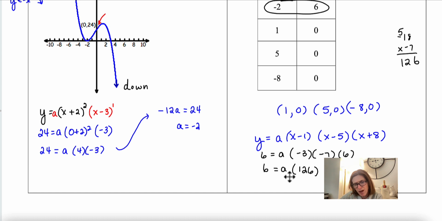Then I'm going to divide by 126 and simplify, and that gives me that a is 1 over 21. So my final equation, I'm going to put it up here, is y equals 1 over 21 times (x minus 1)(x minus 5)(x plus 8).